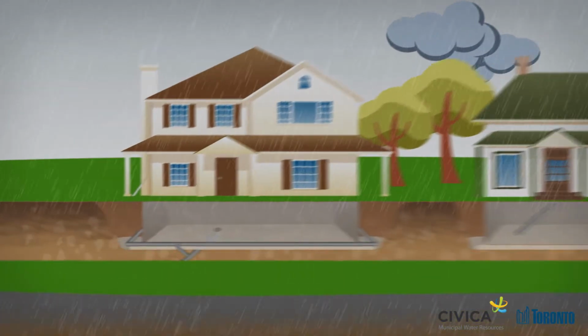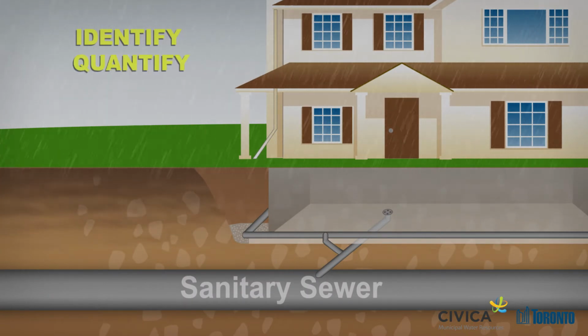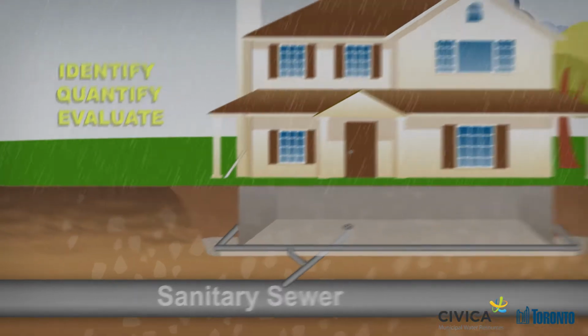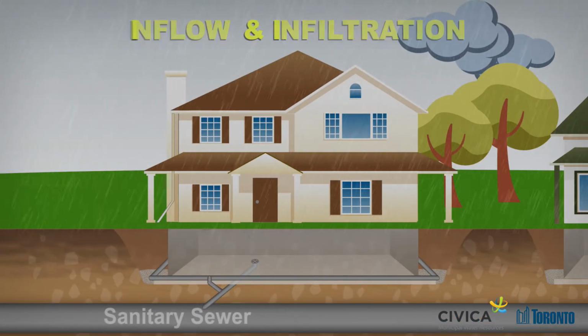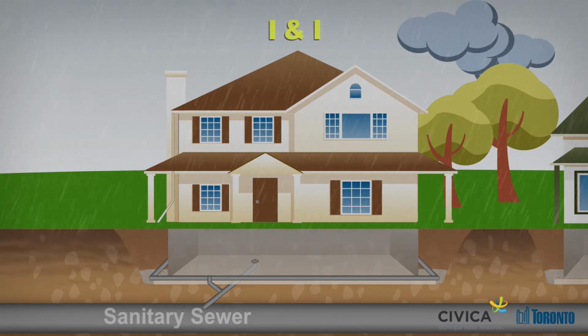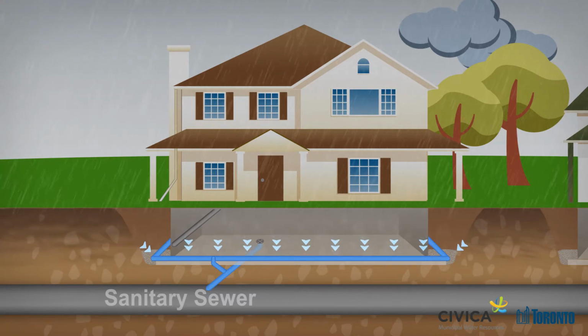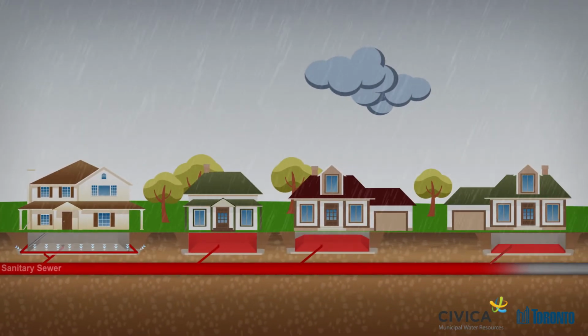The objective of the project was to identify how extraneous rainwater and groundwater enters the sanitary sewers, to quantify the problem, and to then evaluate possible solutions that could reduce basement flooding. This extraneous flow is defined as inflow and infiltration, or I&I in municipal engineering. One of the significant findings of this study was the impact of residential foundation drain connections on the generation of I&I in a given catchment.